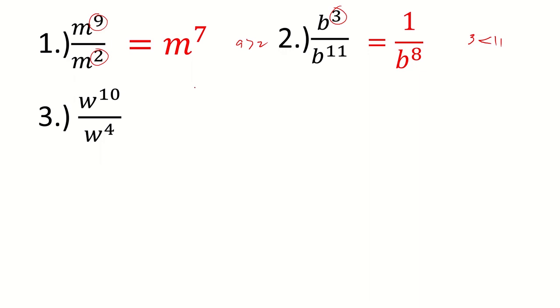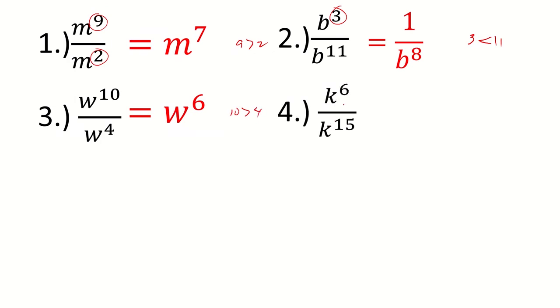Okay, how about here? w to the power of 10 divided by w to the power of 4 is equal to w to the power of 6. Because 10 again is greater than 4, so we just write the w in here.